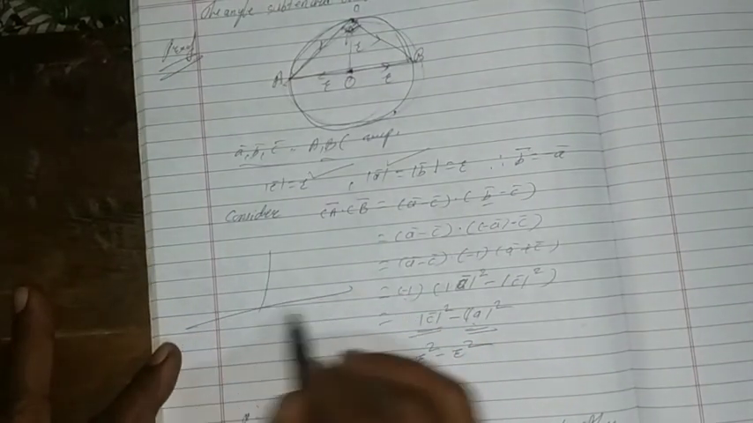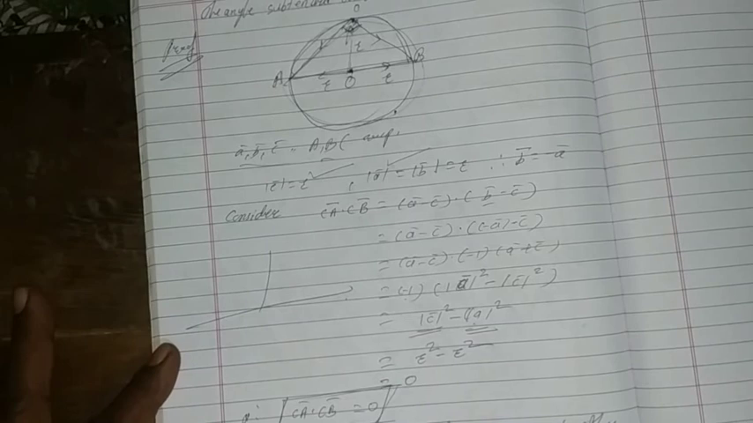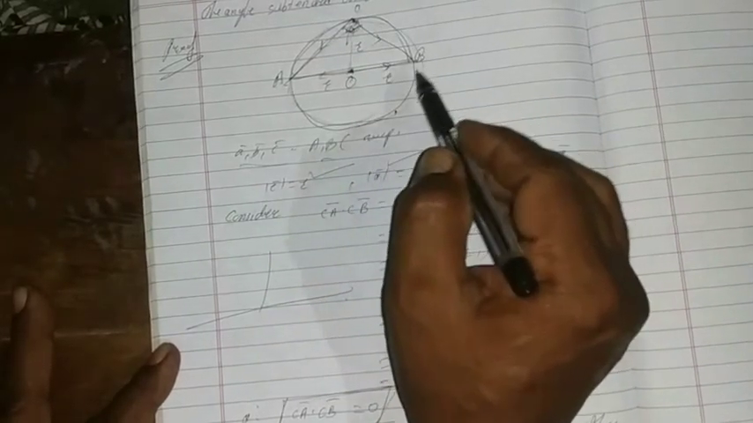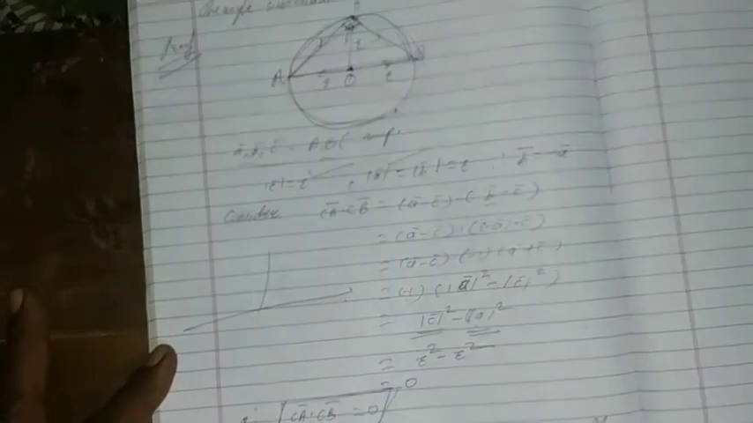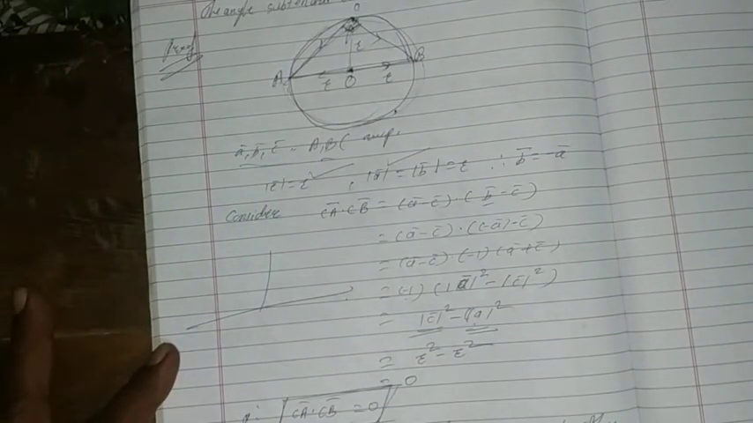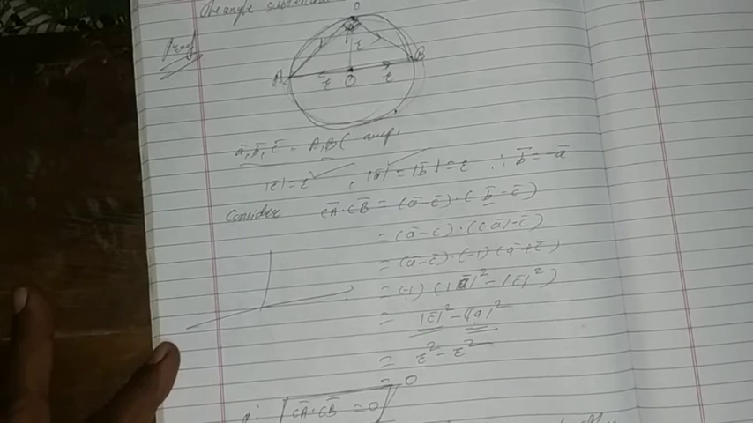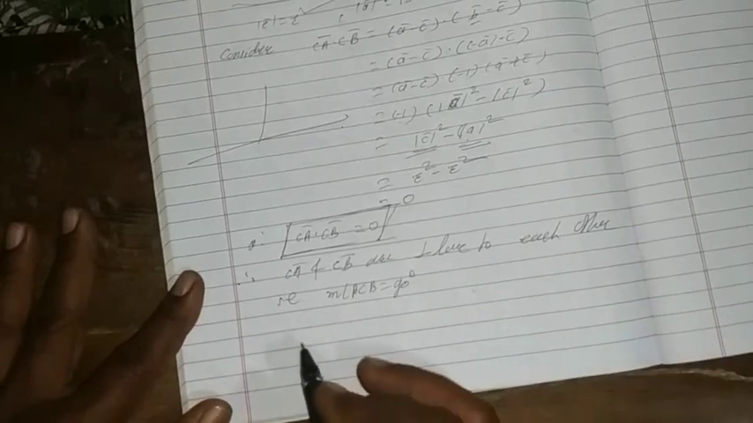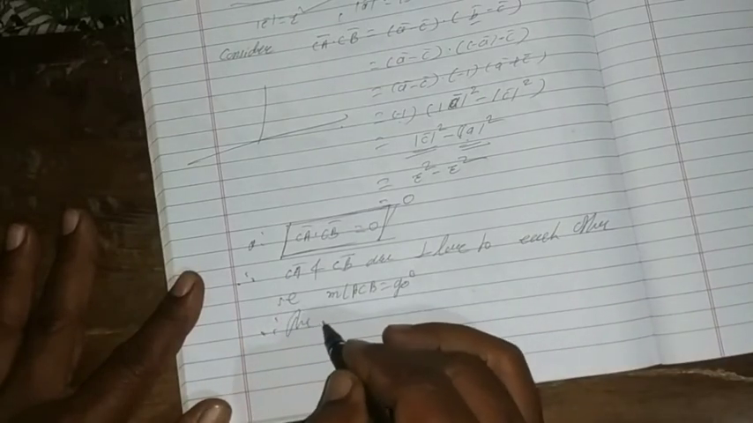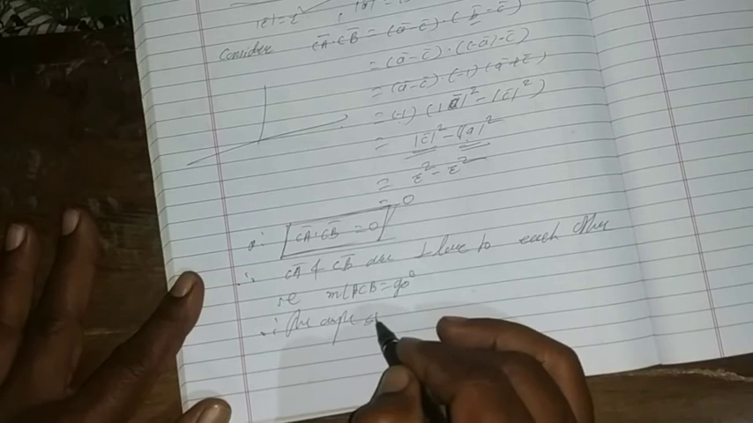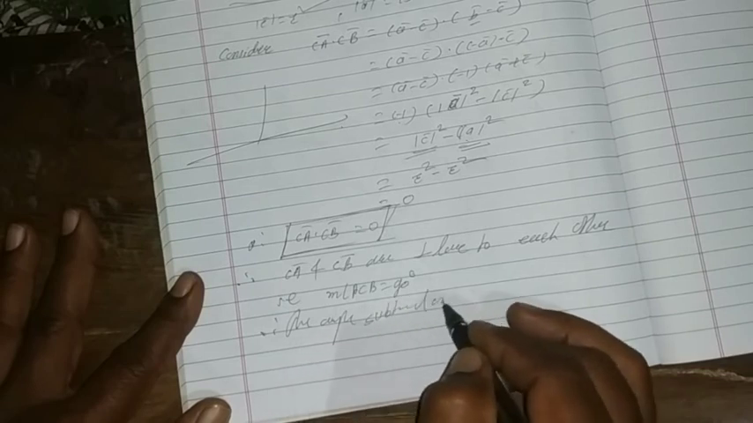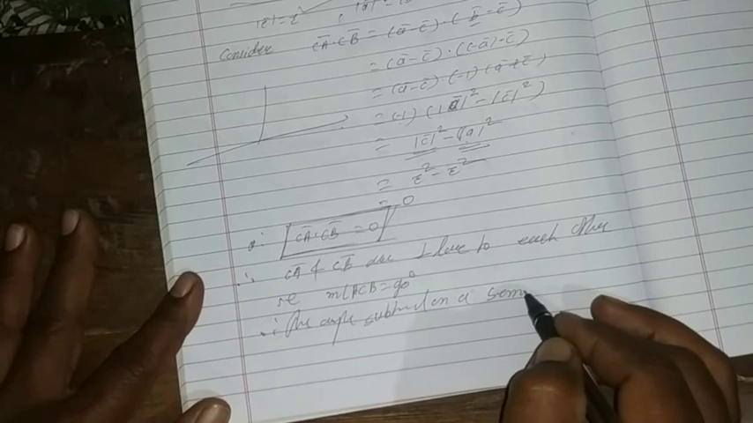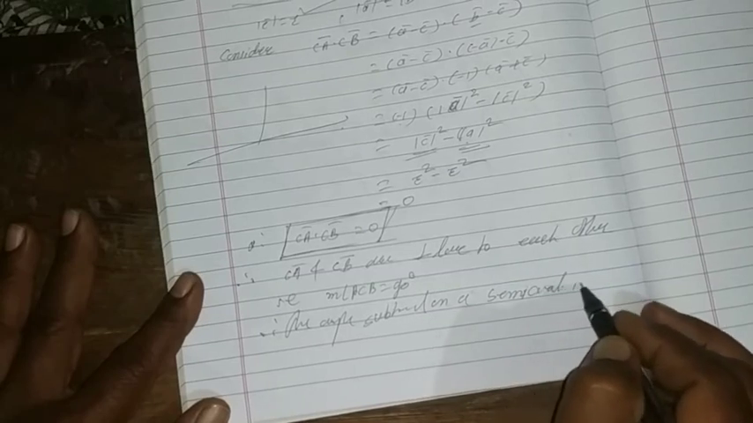CA आणि CB. याचा अर्थ काय रे, मेजरमेंट ऑफ अँगल ACB, ACB or BCA, ACB is equal to 90 degrees. Hence, therefore the angle subtended on a semicircle is a right angle.